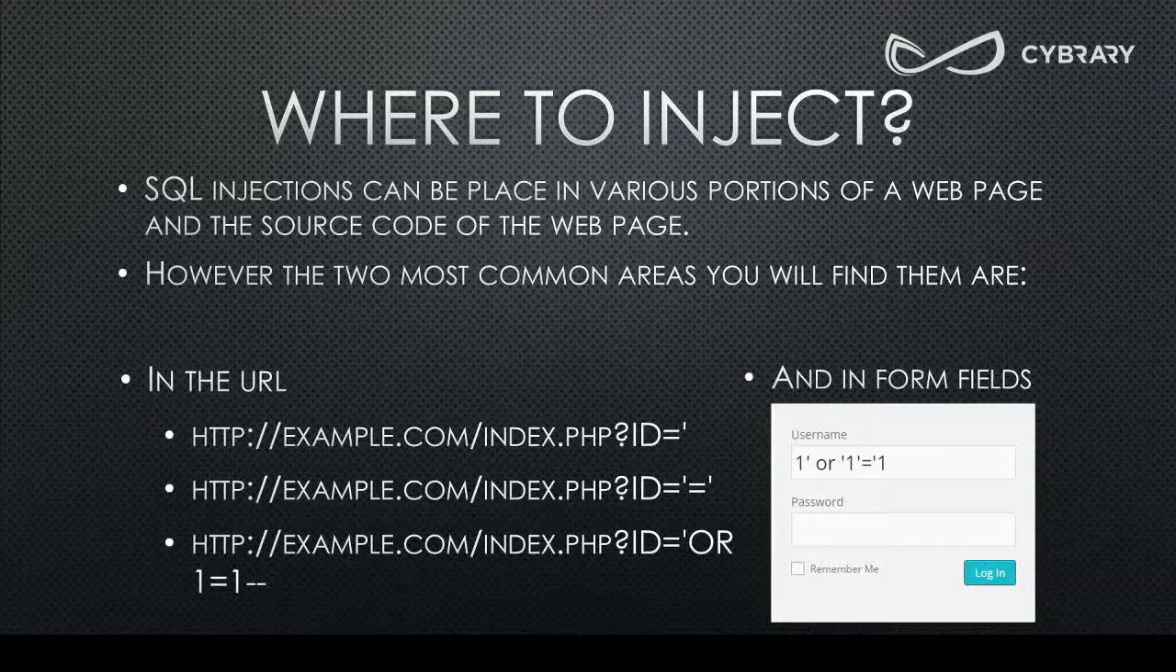Same thing in the form field here, you are telling it that you're looking for anything, any username that has 1 or any username that is true. So it'll dump out all the usernames to you because hey, all the usernames are true in fact.